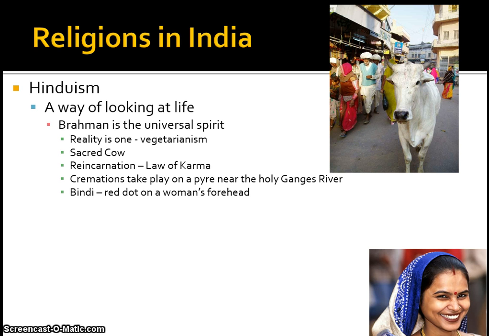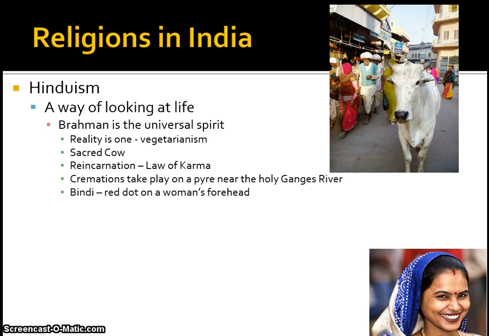Indians do not bury people, but they cremate their dead. Cremations occur along the holy Ganges River. The red dot you see on the woman's forehead between her eyes is called a bindi. It used to signify marriage. Today it might still signify marriage in some cases, but you will see Indian girls wearing this as well, more as a decoration.